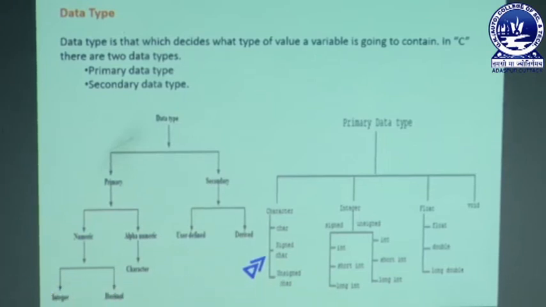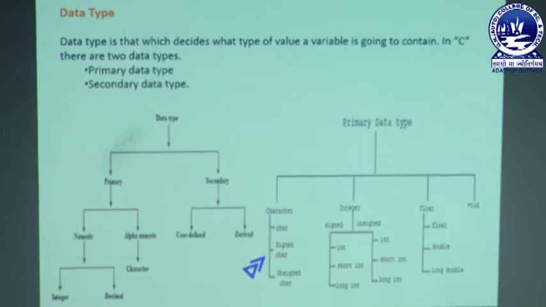In integer there will be signed and unsigned of int, short int and long int. In case of float there will be three categories, that is float, double and long double, and the last one is void. So these are the main categories of data type. So broadly data type is divided into two categories, that is primary and secondary.